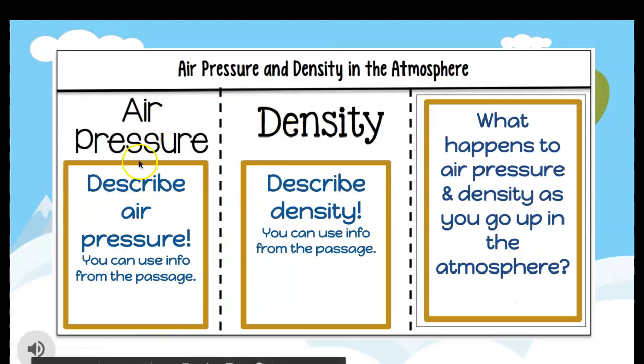Now, for air pressure and density, air pressure this time, you're describing what air pressure is, and you're going to use the information you read from the passage. Same thing for density. You're going to describe what density is and use the information from the passage. Now here is where you answer that question from the last slide. What happens to air pressure and density as you go up in the atmosphere? So as your altitude is increasing, what is going to be happening to your air pressure and density? And you can find the answer in that passage.